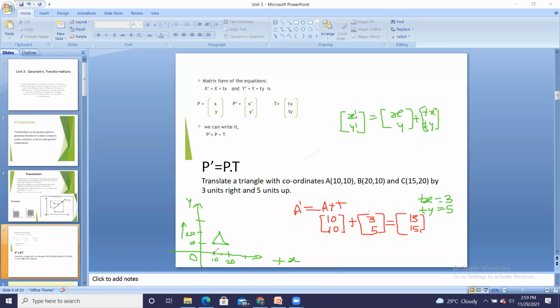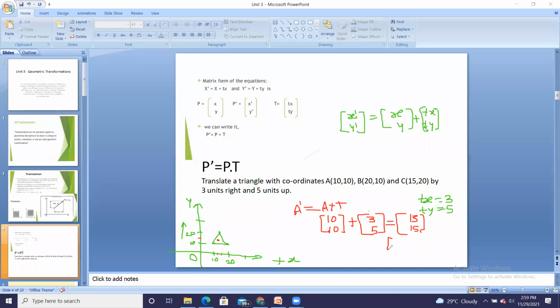So I will have somewhere here 13 and 15 somewhere here. So whenever both of the points intersect, this will be my new a coordinate. Okay, so I have shifted it 3 units to the right and 5 units up. Okay, next. Similarly, I will carry out b dash and c dash.